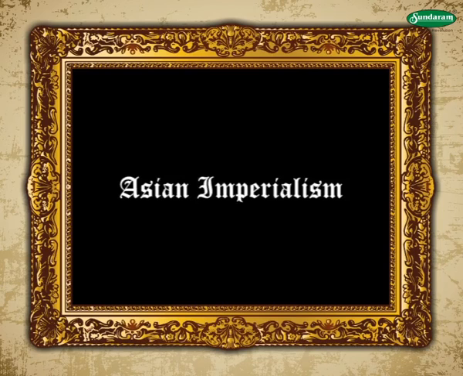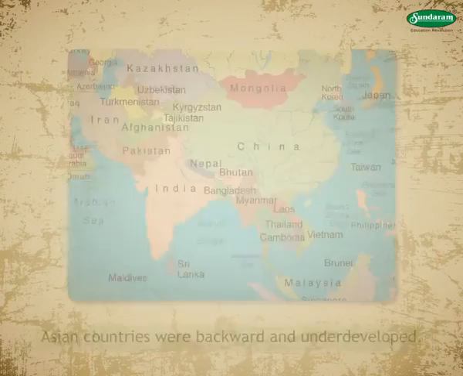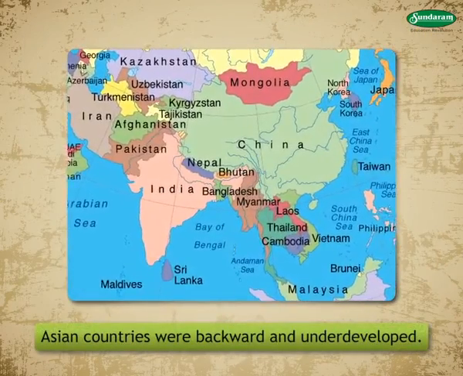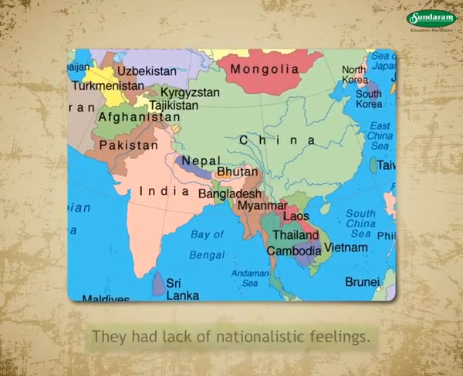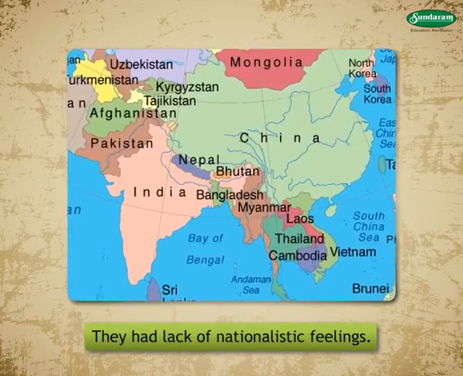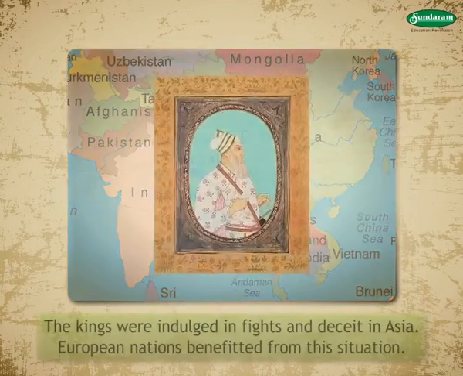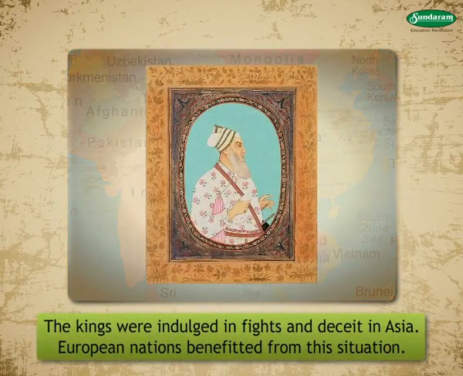Asian imperialism. Asian countries were backward and underdeveloped. They lacked nationalistic feelings. The kings were indulged in fights and deceit in Asia. European nations benefited from this situation.